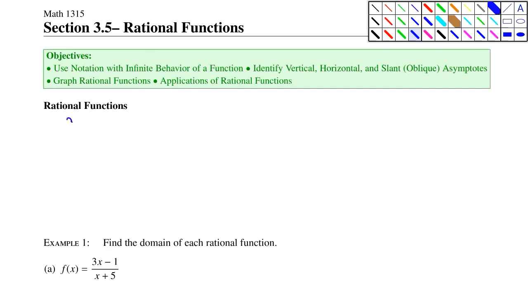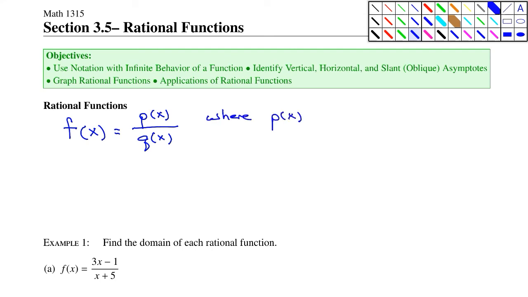So we say that a function in the form of f of x equal to p of x divided by q of x is a rational function where both the p of x and the q of x are polynomials. So if you have a polynomial divided by a polynomial, then that is a rational function.